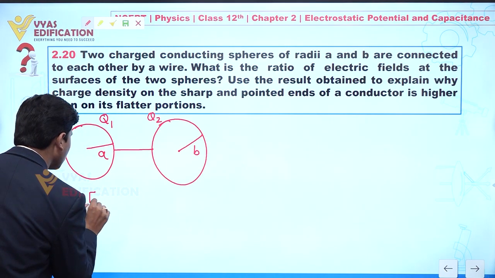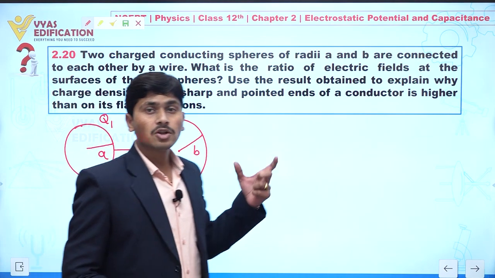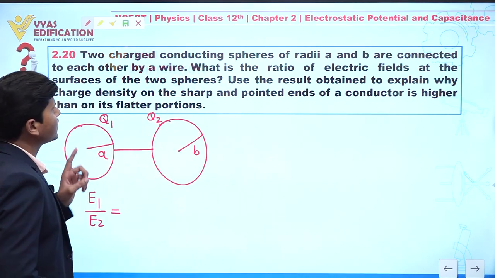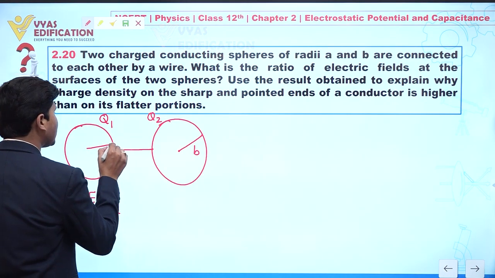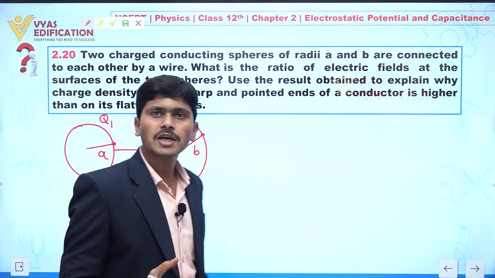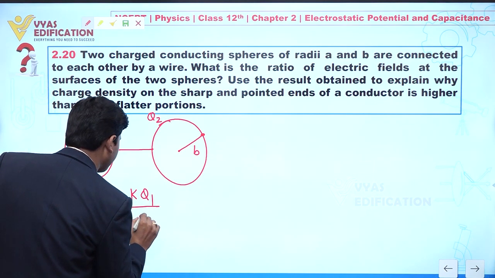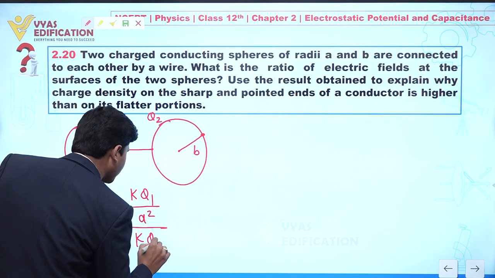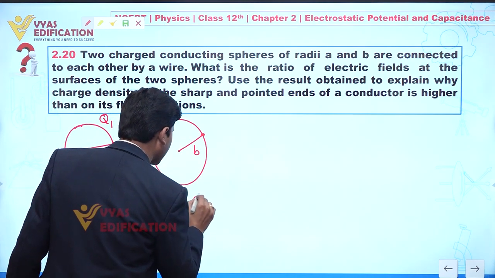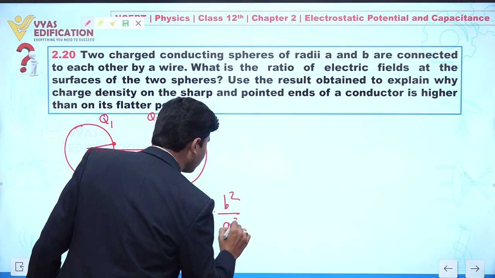The ratio of electric field we can write like this, E1 by E2. Now what is the location where we have to find the electric field? The electric field at the surface of the two spheres. So we can directly write the formula KQ upon R square. So we can write K Q1 upon A square divided by K Q2 upon B square. So we can write Q1 by Q2 multiplied with B square upon A square.